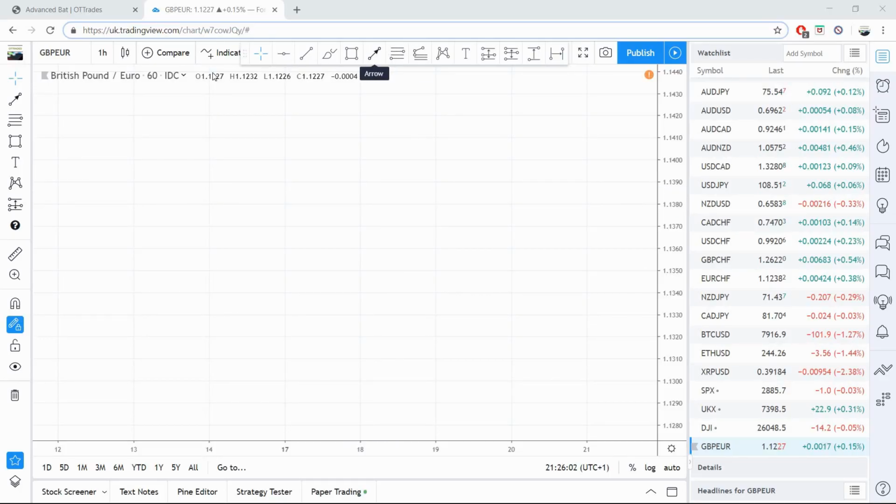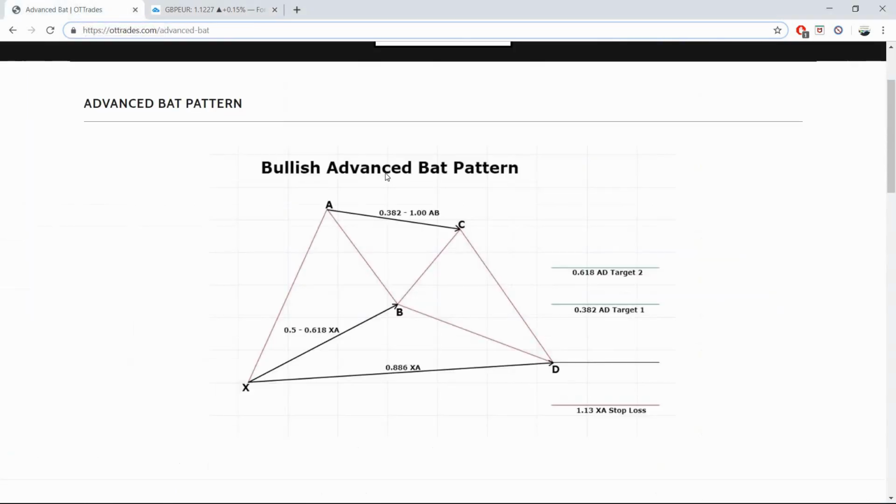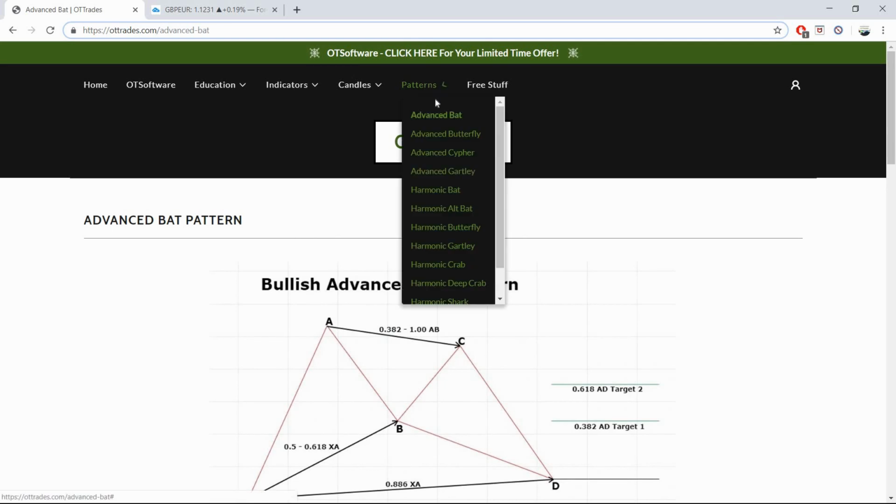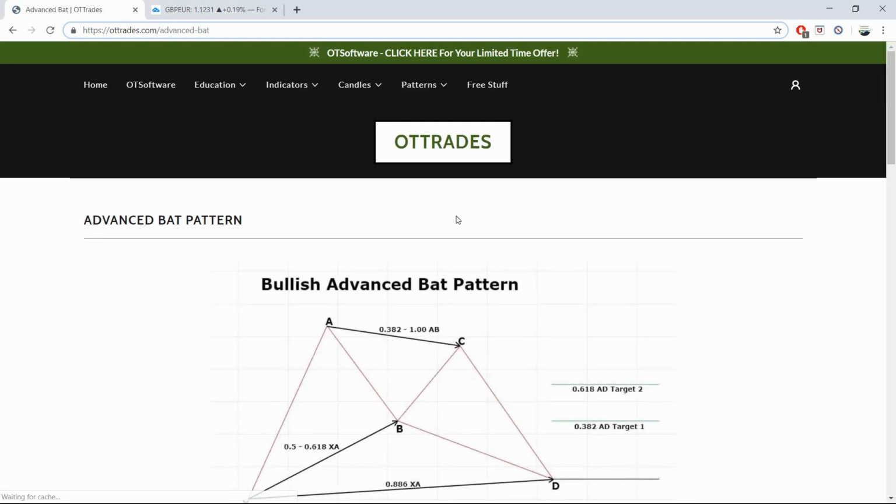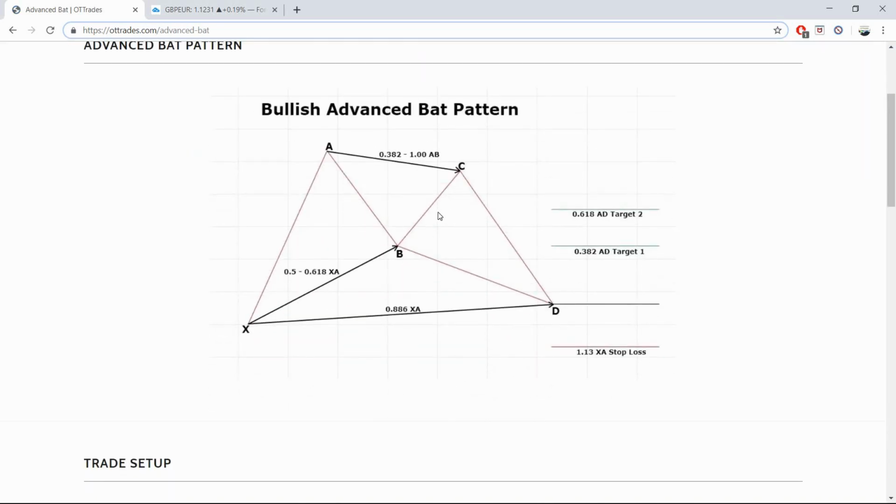Today's video I wanted to run through the advanced bat formation. So again, if you go to my website, click on the patterns at the top here. It's got all of the patterns listed, advanced patterns right here at the top. So yeah, we'll run through this formation.